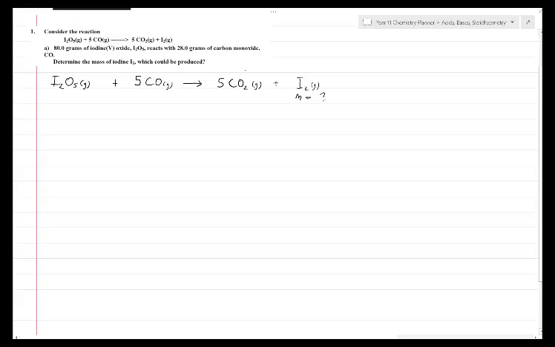Okay, first of all, we need to figure out which one of these is going to be limiting. And the way we do this is figure out how many moles of each we're going to use. So what we need to do is work that out. Now, I've recommended you do this away from your other equations because otherwise you might get a little bit confused. So let's do it down the bottom here, and we'll work out the number of moles for the I2O5.